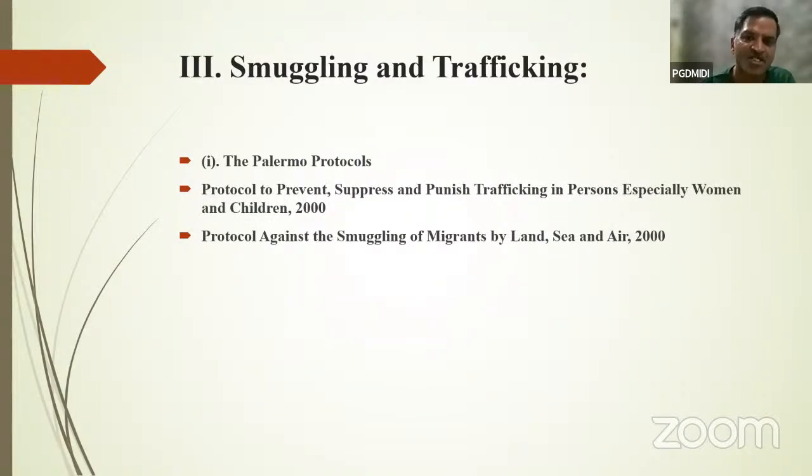Then the third one is smuggling and trafficking. It has one protocol called the Palermo Protocol. This protocol talks about preventing, suppressing, and punishing trafficking in persons, especially women and children. That is in 2000. So especially in terms of trafficking, this is a very important convention. Then the protocol against the smuggling of migrants by land, sea, and air, also 2000. So this is another protocol to stop smuggling and trafficking.